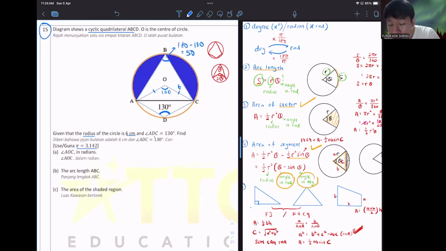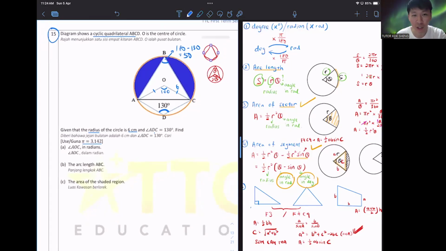Number 14? You haven't done number 14 yet? Yeah, I can let you screenshot, make it fast. I thought you had done number 14 already.